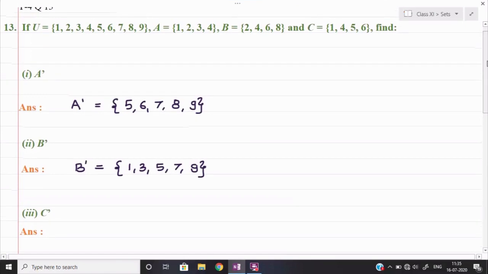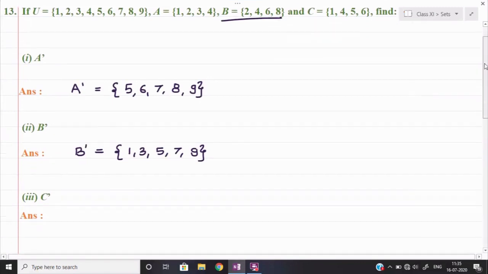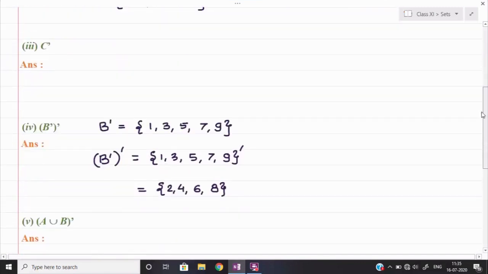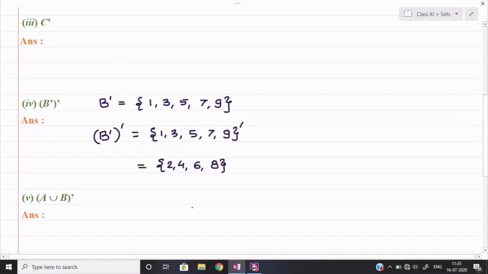Yes, see the set B over here. Set B is equal to {2, 4, 6, 8}. So I can say here set B we got, it is equal to B. So we can say that therefore (B')' means B's complement 2 times will be equal to B.